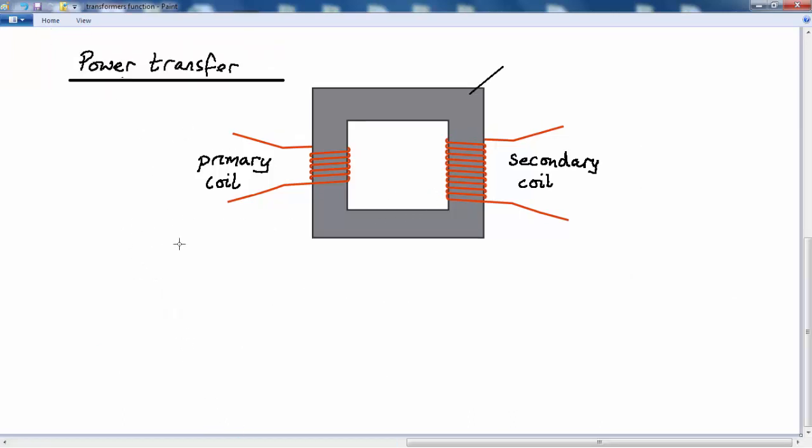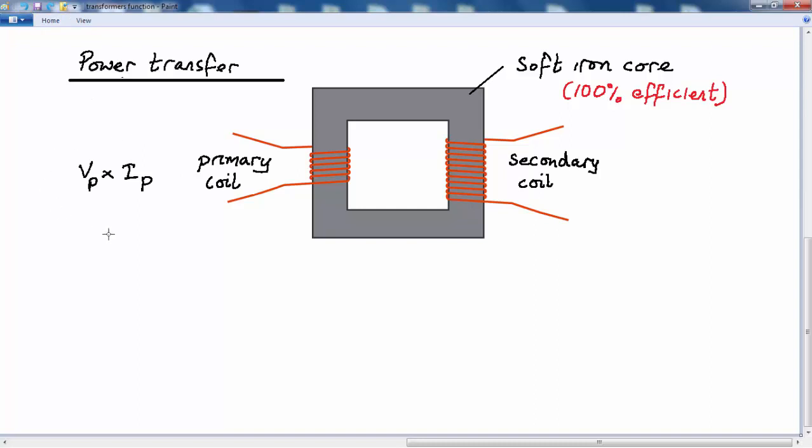Just to finish off with, we need to look at the power considerations with respect to transformers. Looking at power transfer in the transformer, remember that we've got a soft iron core, a magnetically soft material. In fact, these soft iron cores used in transformers are virtually 100% efficient. So no energy is lost to heat in the transformer. Virtually all of the electrical energy going into the transformer is transferred from primary to secondary without loss.